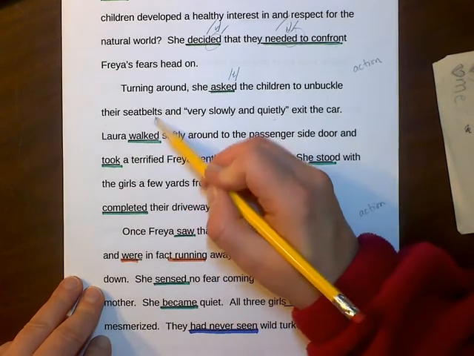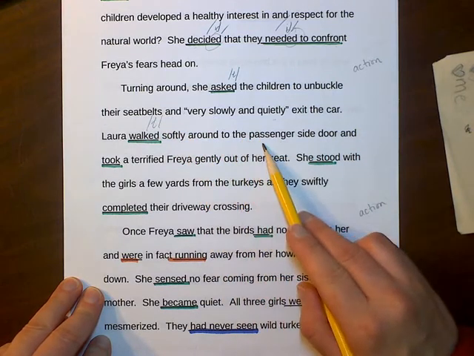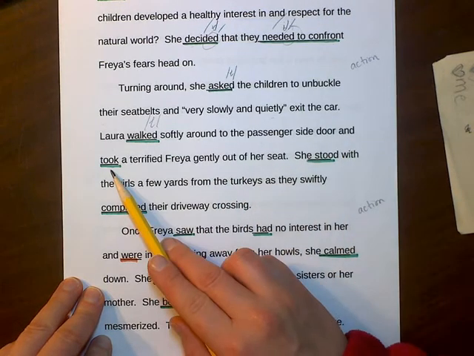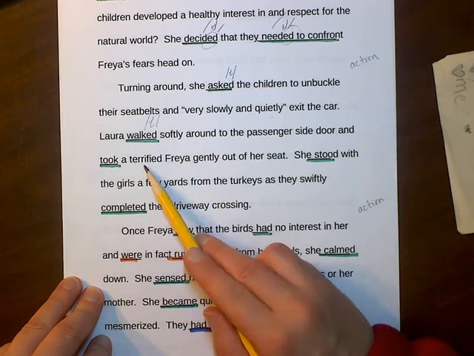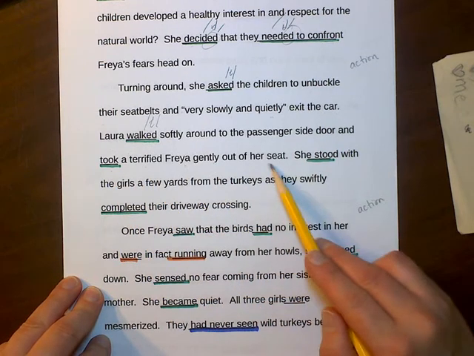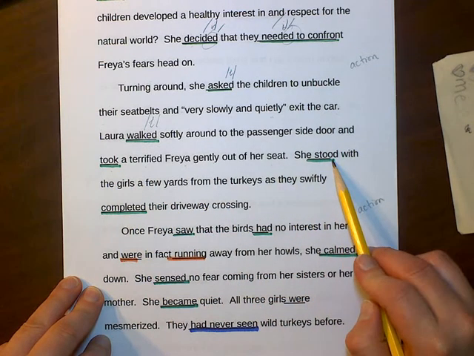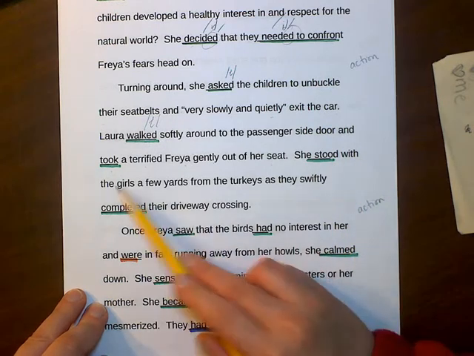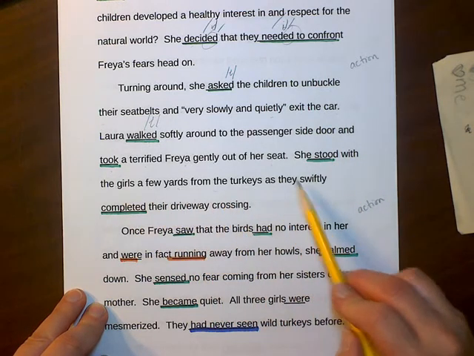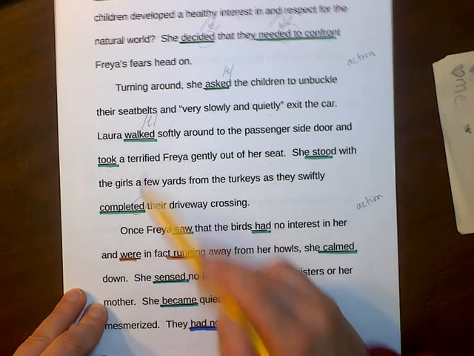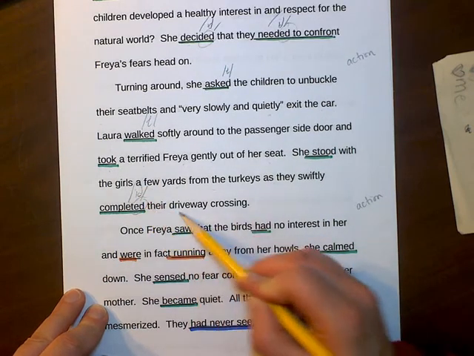Laura walked, simple past, softly around to the passenger side door and took, simple past irregular, a terrified Freya gently out of her seat. She stood, irregular simple past, with the girls a few yards from the turkeys as they swiftly completed their driveway crossing.